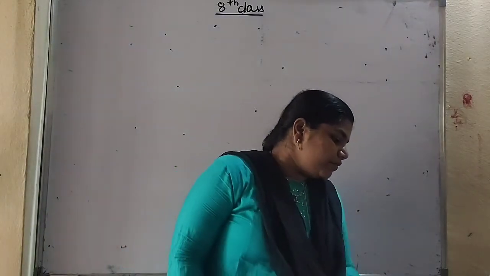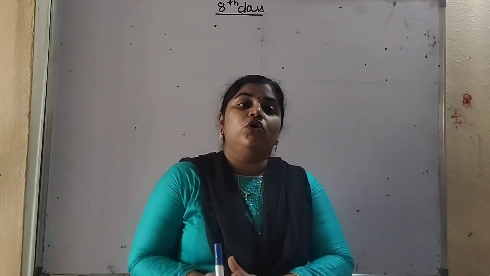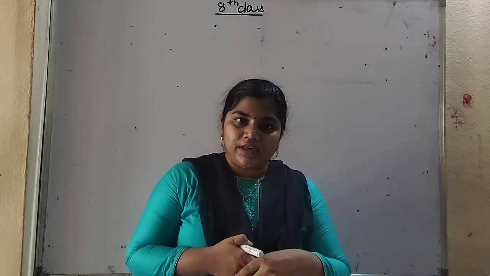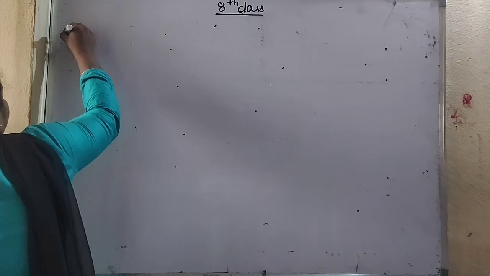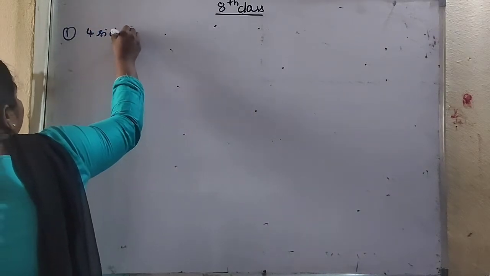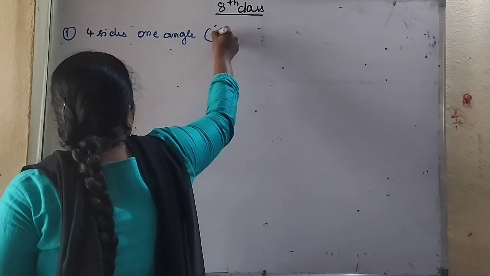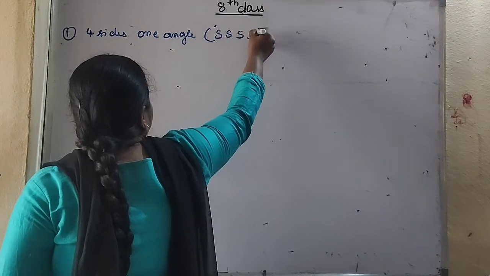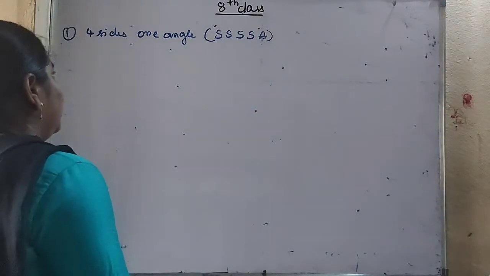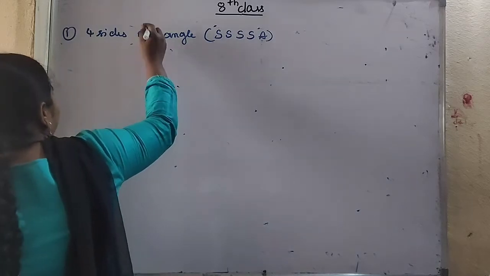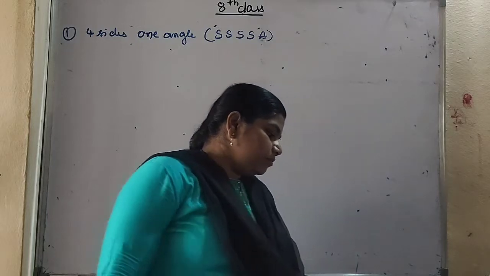Now, what is the first condition? When four sides and one angle are given, a quadrilateral can be formed. That means it will be in the form of S, S, S, S, A. S is nothing but side, A is nothing but angle. So whenever the four sides and one angle are given, a quadrilateral can be formed. This is our first measurement.